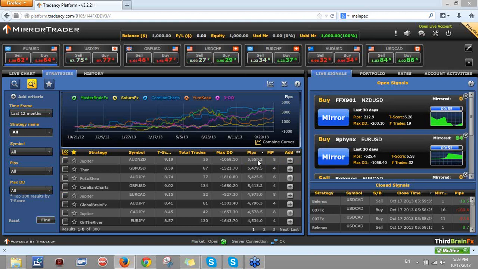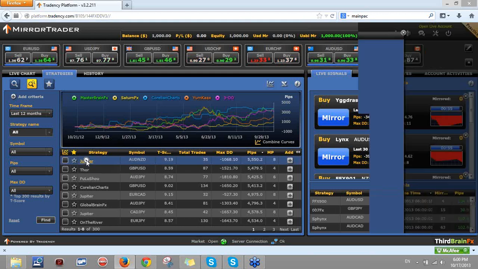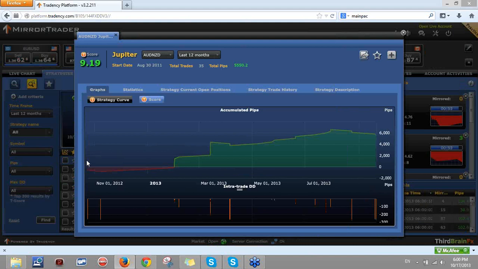The strategy with the highest amount of pips gained is Jupiter with currency couple Audi New Zealand. We can see that the max DD is not so high, considering the fact that it's for 12 months. It's 1000 pips, which means less than 100 pips drawdown per month. We will click on the strategy name to have a look at the statistics and the strategy history.